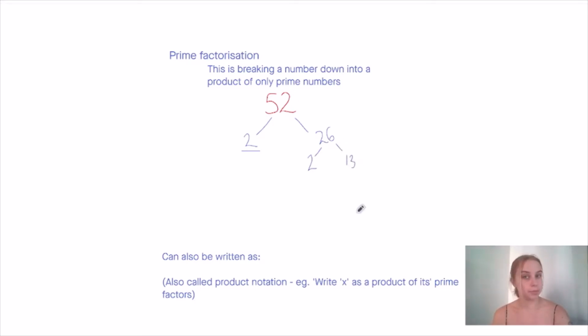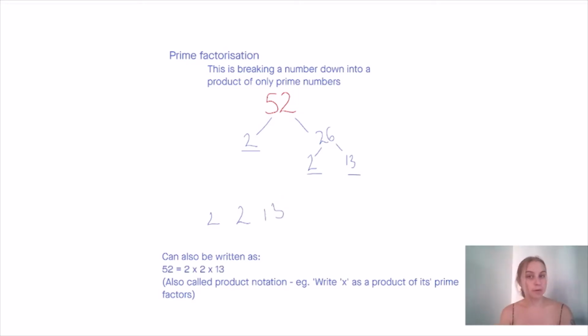So we established before that 2 is a prime number, so we don't need to do anything to that one. And 13 is also a prime number, so we also can't break that down any further in this process. If you could, you would keep doing the same thing with the 2 lines and dividing it by a certain number, but in this case, that's as far as we need to go. So we know that 52 is 2 times 2 times 13.